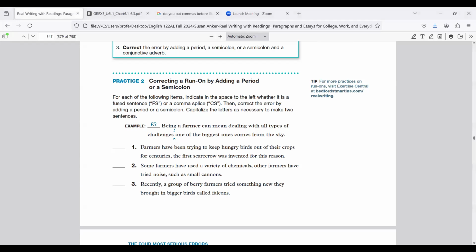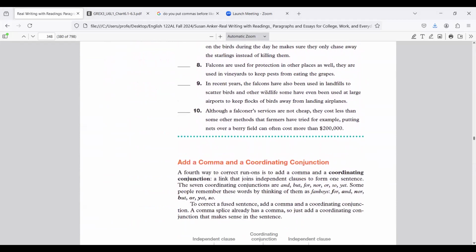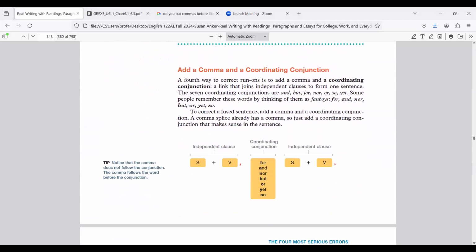Moving on. So coordinating conjunctions are really important and they're very special. These are the only words that can combine two independent clauses with a comma. FANBOYS is an acronym to remember them. It's for, and, nor, but, or, yet, so. That spells FANBOYS.